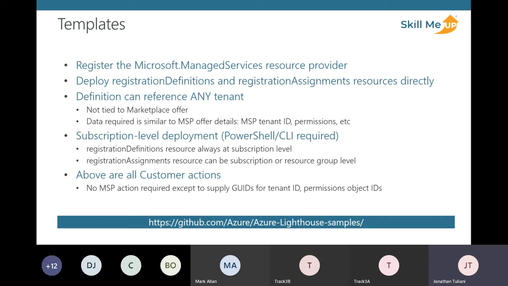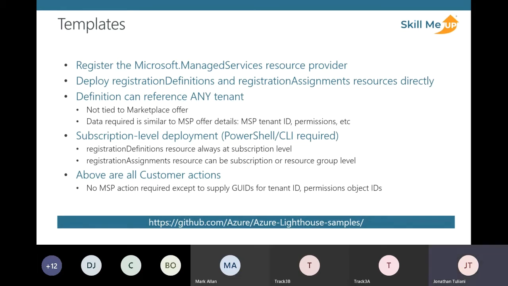So you create the definition and the assignment. In fact, the assignment doesn't have to be created in the template. You could do the assignment in the portal later. It's the definition that's really important. And in this case, you're not tied to any marketplace offer. You can just do this from any tenant to any other tenant, any subscription to any tenant. You can grant permissions. You could use this across EA agreements, CSP, you name it. This works across all types of subscriptions.